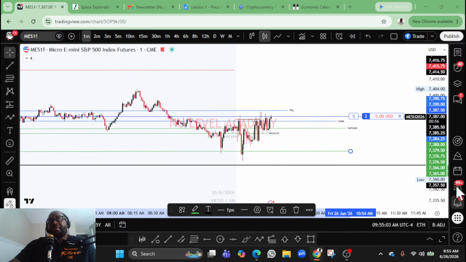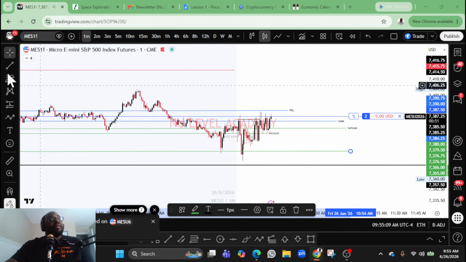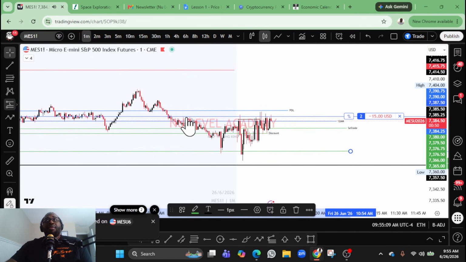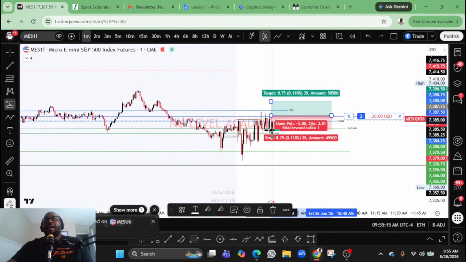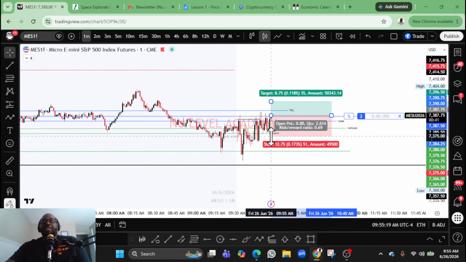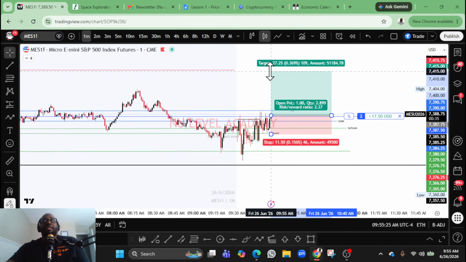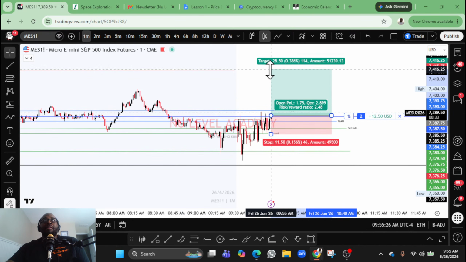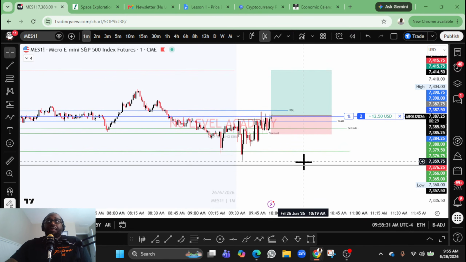Order filled. So let's see how it plays itself out. Here's what we're looking for. We keep getting revert. We keep getting knocked back right here, but we're gonna set our stop right here at this discount zone, and we're looking to target our high here. So let's see how it plays itself out.